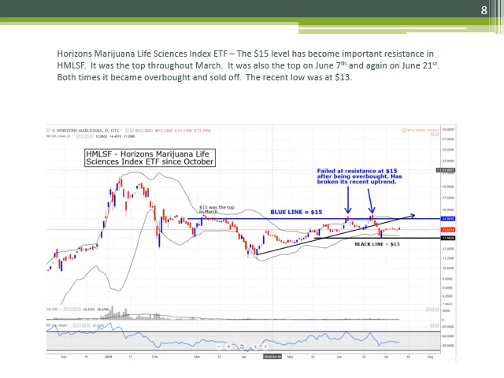All right, this is the Horizons Marijuana Life Sciences ETF. If you like this sector, this could be a longer term way to play it because of the diversity of an ETF. Again, you can see there's clear levels that have developed here. 15 was the top all throughout March. 15 was the top here, and the top here became overbought, reverted. The recent bottom has been at 13. So I think it's safe to say this thing is going to trade between 15 and 13 for the near future.